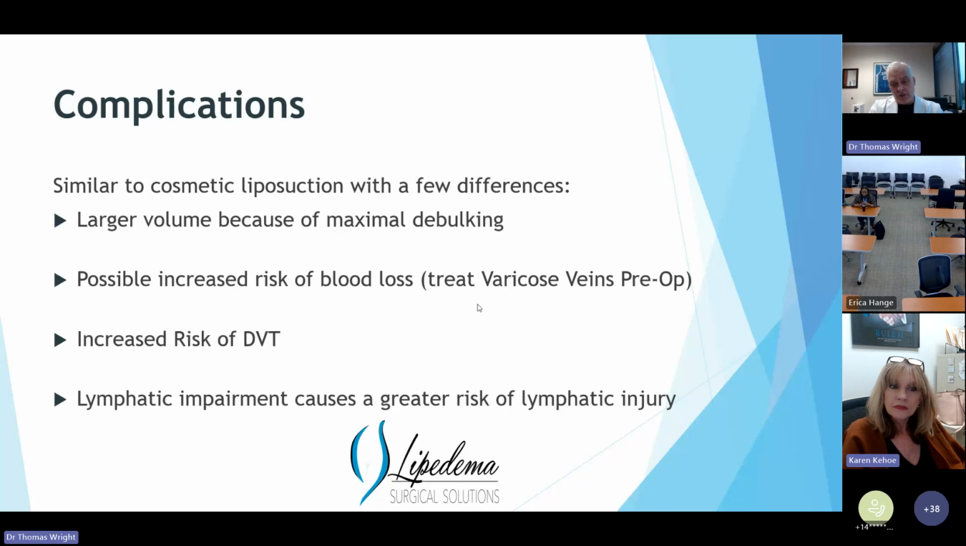And then many women with lipedema, about 80%, also have an increased BMI. So that increases the risk of DVT as well. So those are additive, and we do recommend prophylactically treating for DVT with blood thinners. And then the great concern about lymphatic impairment, the risk of lymphatic injury.